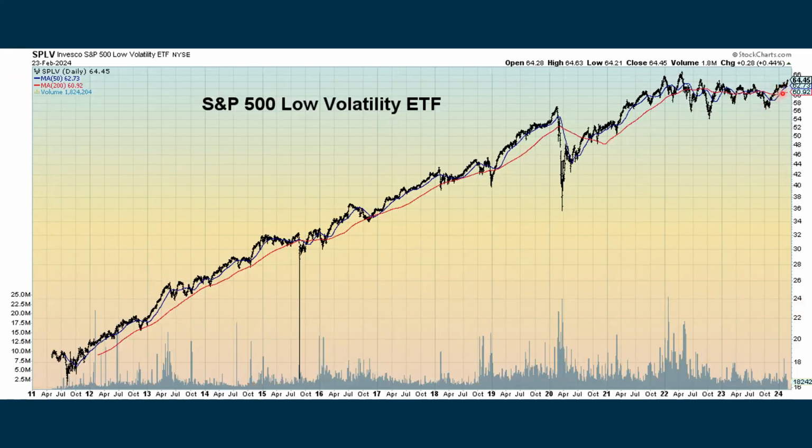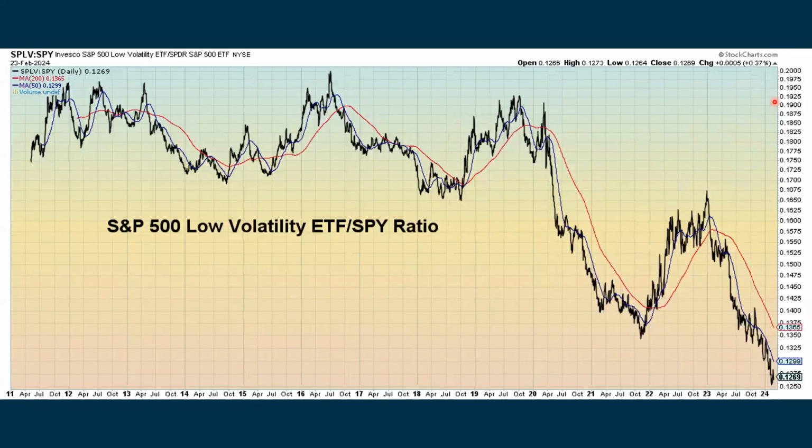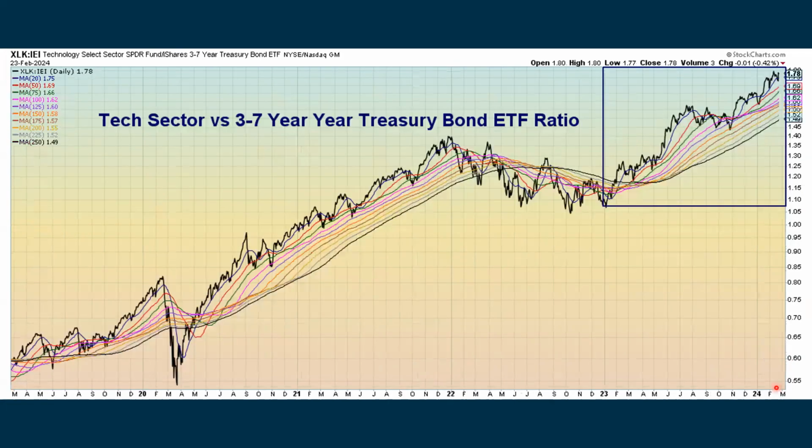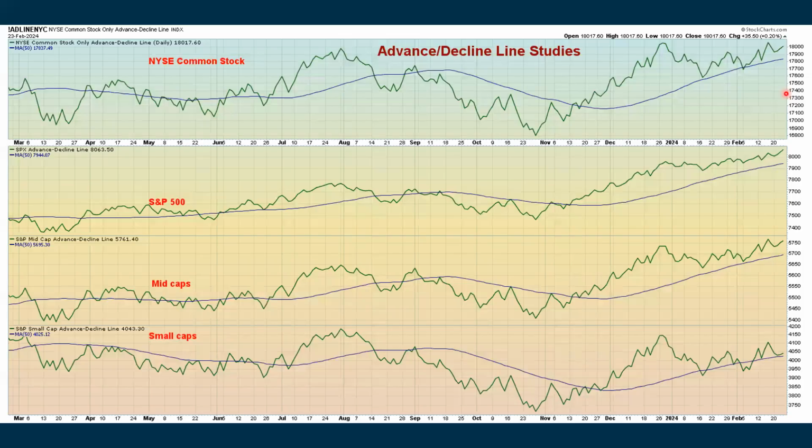And so we're seeing a longer-term uptrend here with the low volatility ETF. There's folks that are more defensive in the market right now, and this ETF has been holding up fairly well. Where we see it break down is when we do a ratio between the low volatility ETF and the S&P. This has really been underperforming. Then we look at the tech sector, which is really outperforming 3 to 7 year bonds. And then we look at some other stocks.